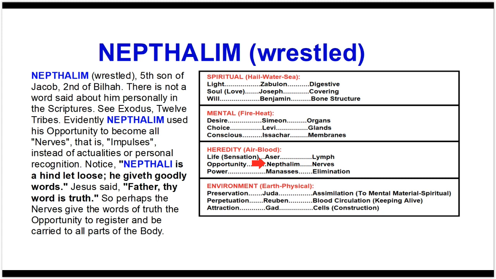Naphtali, wrestled, 5th son of Jacob, 2nd of Bilhah. There is not a word said about him personally in the scriptures. See Exodus, 12 tribes. Evidently Naphtali used his opportunity to become all nerves, that is, impulses, instead of actualities or personal recognition. Notice, Naphtali is a hind let loose, he giveth goodly words. Jesus said, "Father, thy word is truth." So perhaps the nerves give the words of truth the opportunity to register and be carried to all parts of the body.